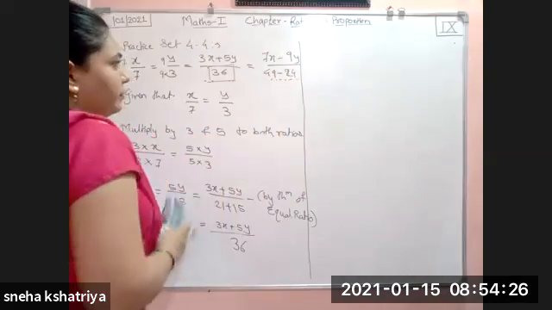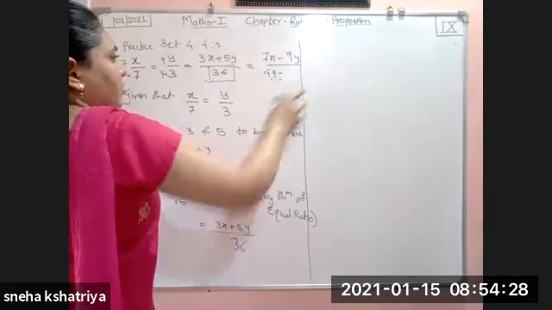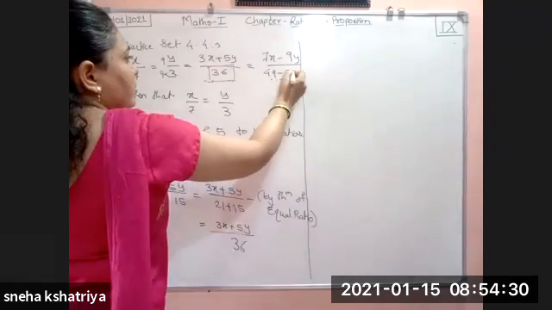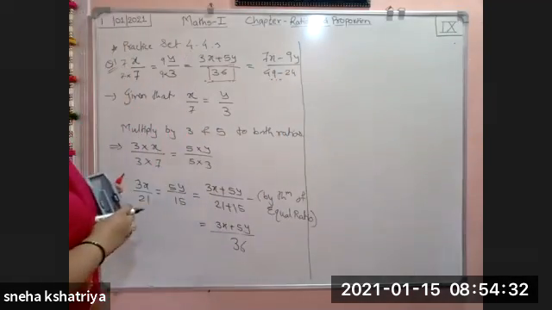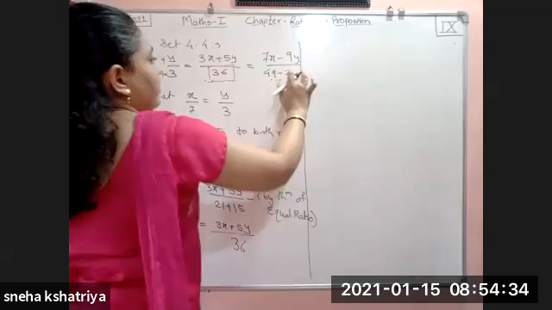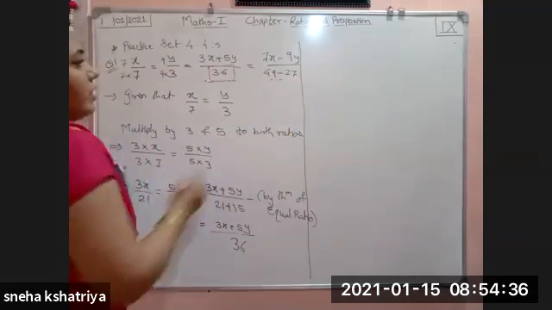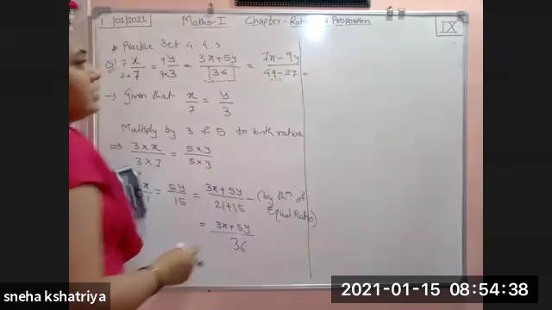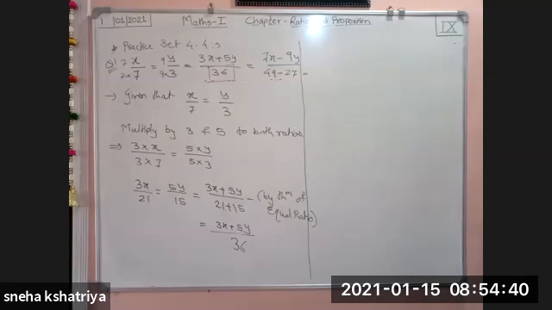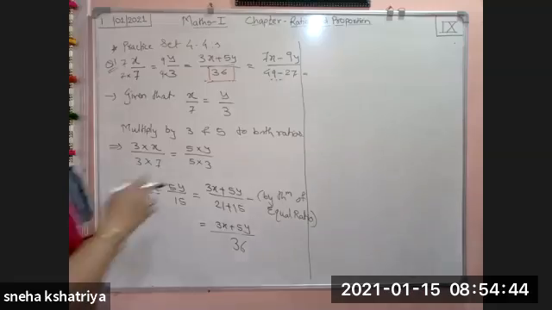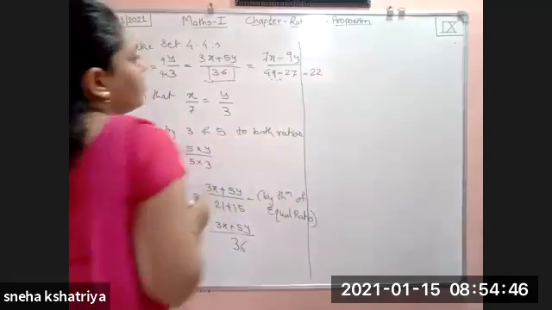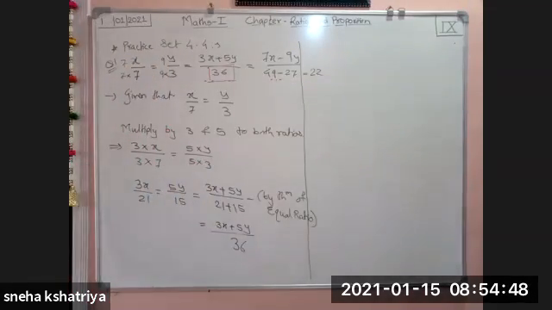27, sorry. 27. And do the subtraction, whatever the subtraction is there, that will be your answer. So your answer is 22. This much you have to do. Same process and write down the answer.